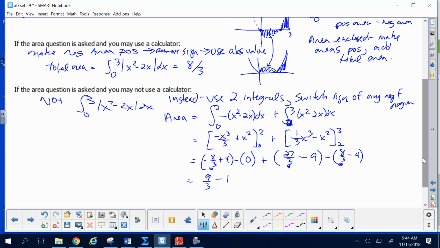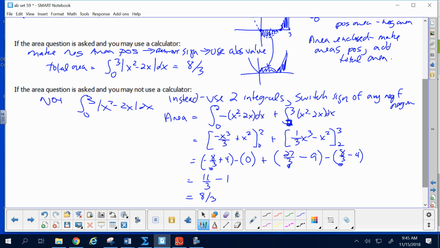27 minus 16. Oh yeah, 27 minus 16, not minus 18. Thank you. That's better. Okay, this is not a 9/3. 27 thirds minus 16 thirds is 11 thirds. Thank you very much. Okay, are we good? So 11 thirds minus 1 is 11 thirds minus 3 thirds, which is 8 thirds. That's okay. You follow?